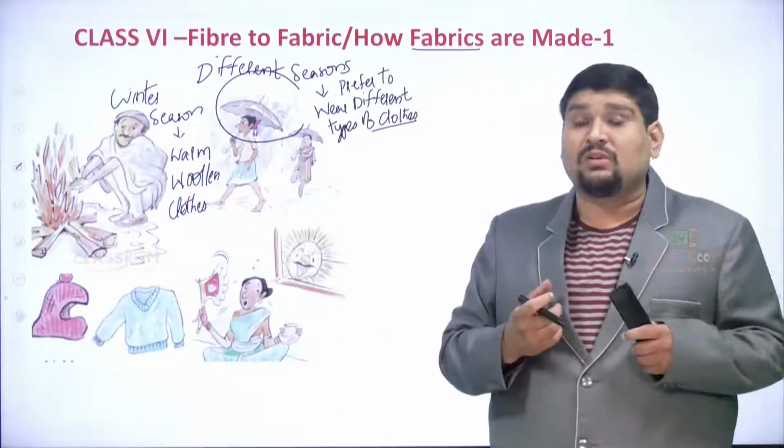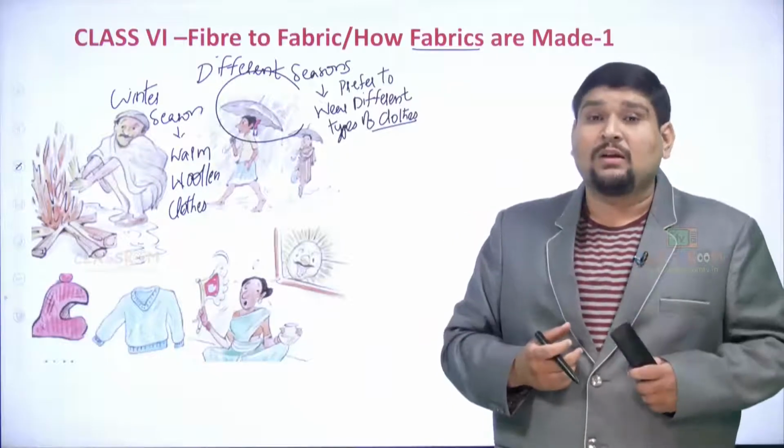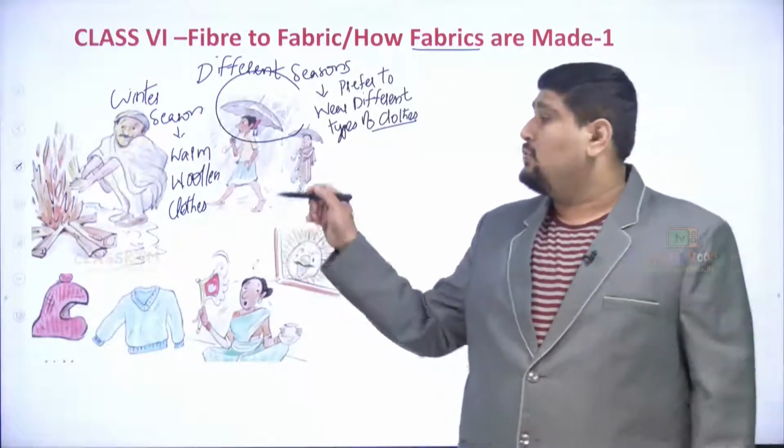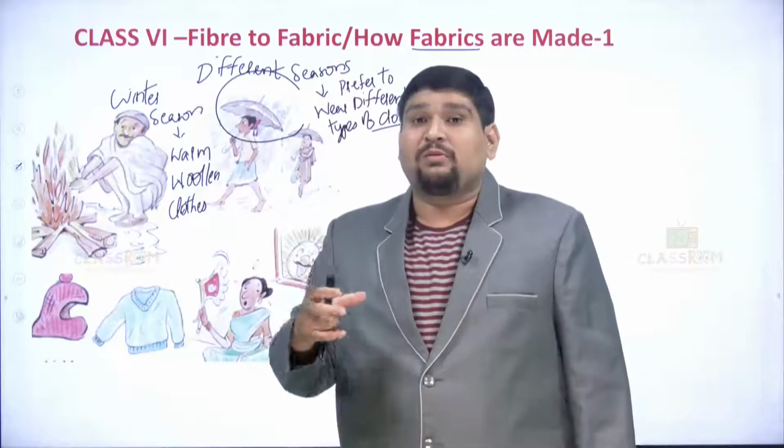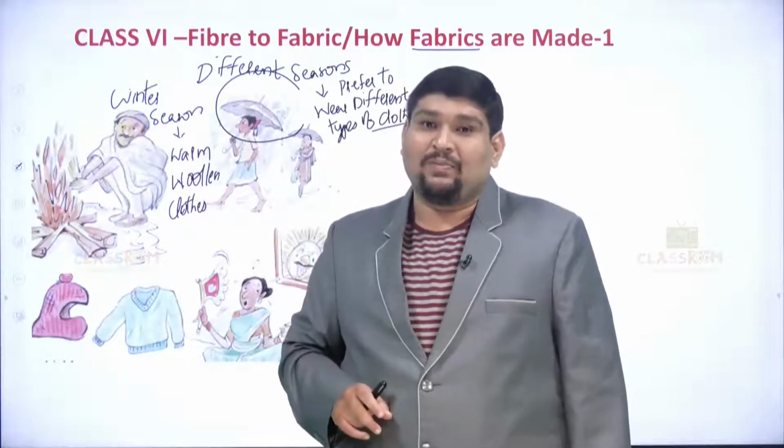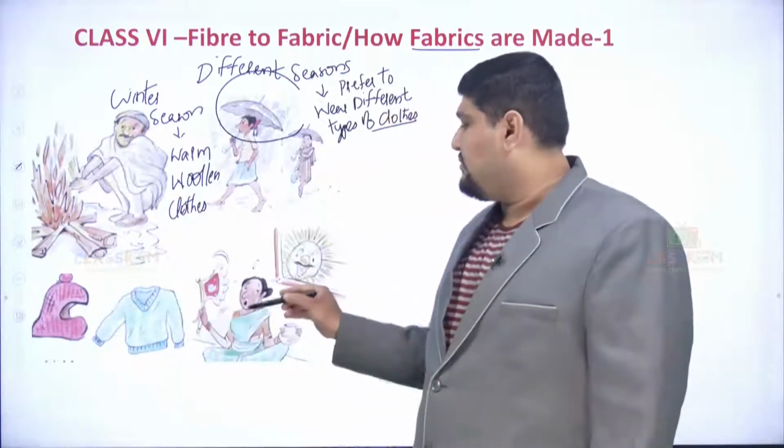and we try to protect our body and keep it warm. So, in order to keep it warm, we go with some type of fabric which we call woolen clothes here. So by this picture itself you can see different types of clothes.